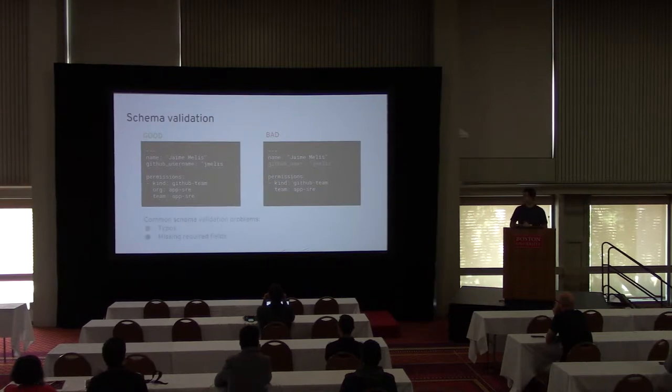So these are common schema validation problems, the most obvious ones being typos and missing required fields. But there are a lot more. Like if there's a field that represents an email address, we want to apply a regular expression and ensure that it's an email address, or a URL, things like this. So this is something that we wanted to fix in order to be able to set this up.